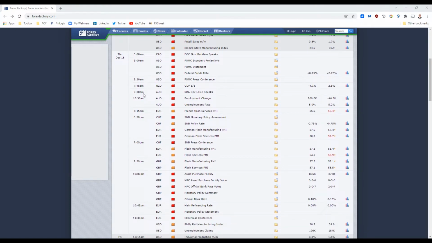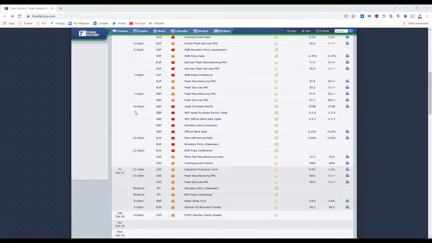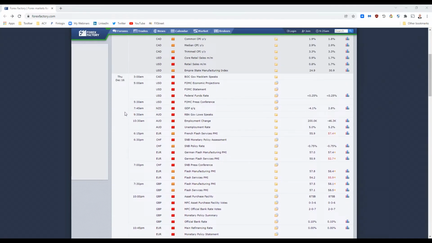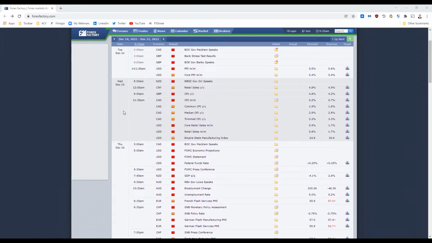9:30 on Thursday morning we've got RBA Governor Lowe speaking. 10:30 AM the Australian employment change and unemployment rate coming out. And then that's pretty much it for the week. So just be aware of those items coming out. There's a lot of red news items coming out during the week that can affect the Aussie to the US dollar. With that in mind, let's get to the charts.